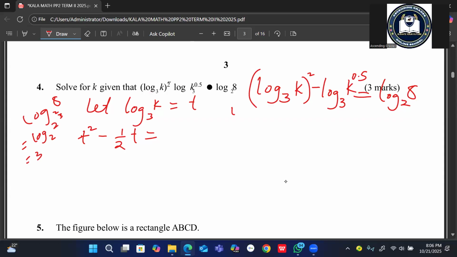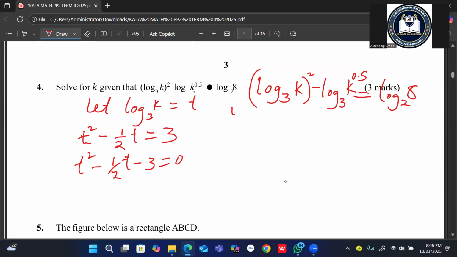So which is equal to 3 log 2 base 2. So that one should be equal to 3. So bring 3 on the other side. So this one becomes t squared minus half t minus t should be equal to 3.